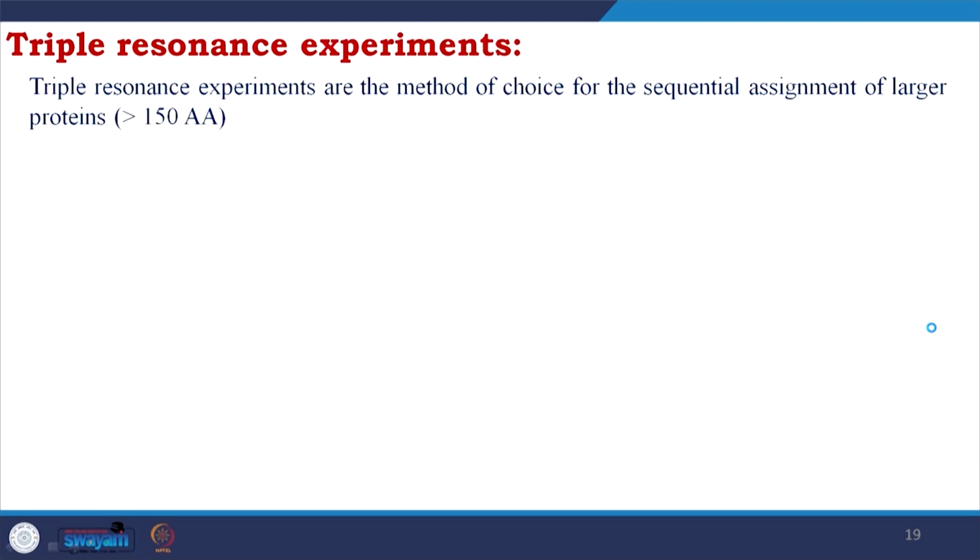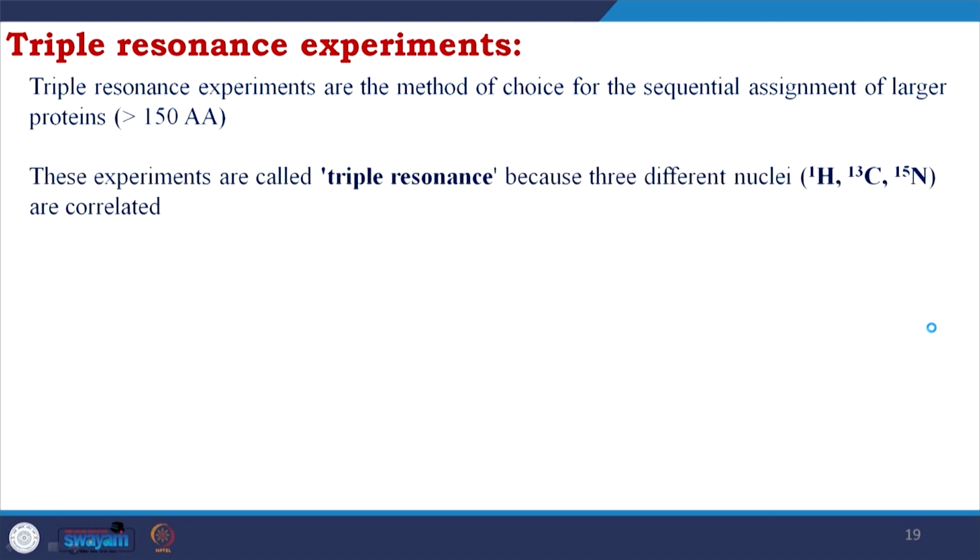Now, coming to the triple resonance experiment. The triple resonance experiments are the method of choice for the sequential assignment of larger proteins greater than 150 amino acids. These experiments are called triple resonance because 3 different nuclei, proton, 13C and 15N, are correlated.